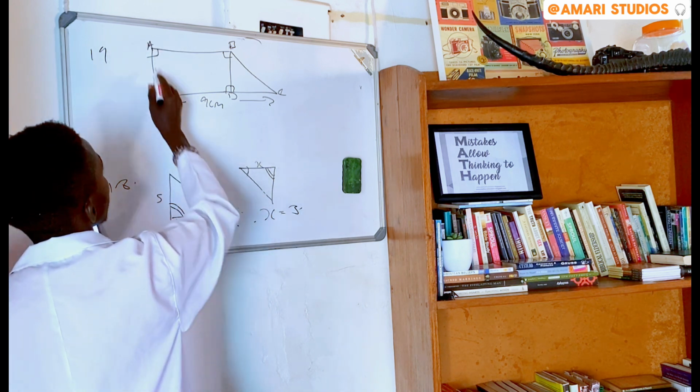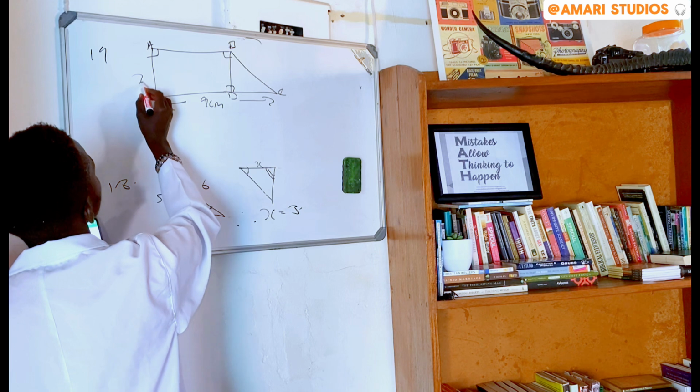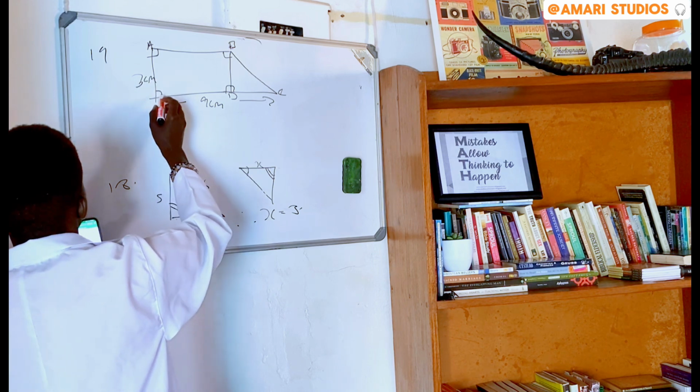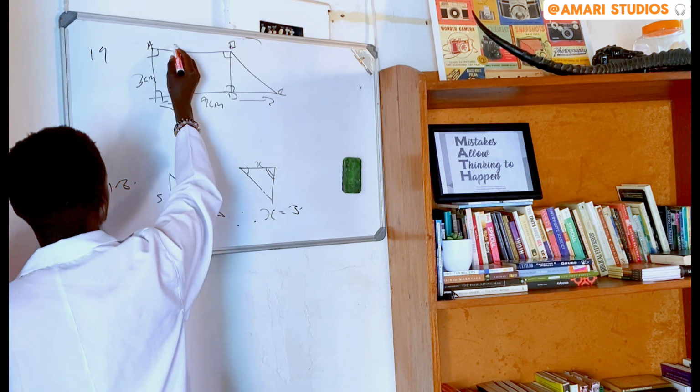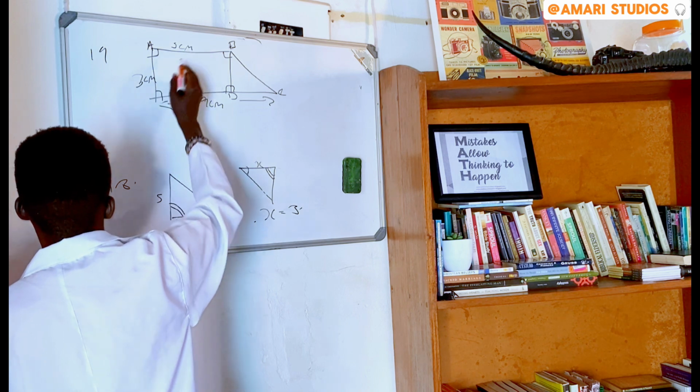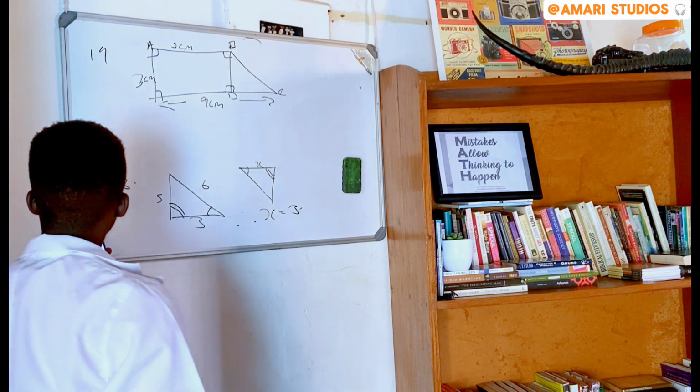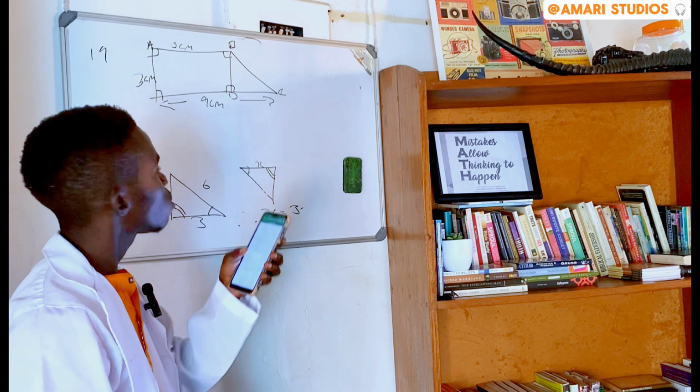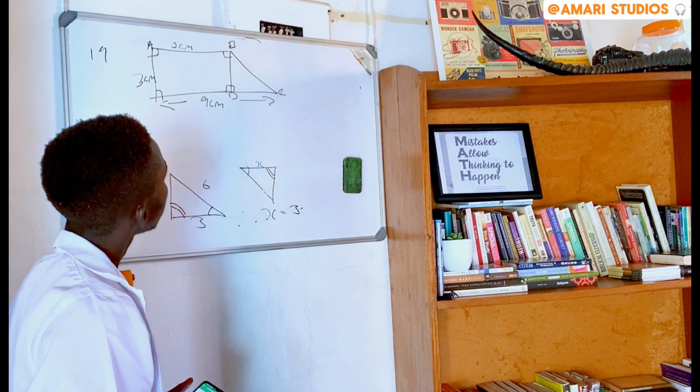The length of DC is actually 3 centimeters. The length of AB is actually 5 centimeters. And now the question is asking, can you find the length of BC? They want us to find the length of BC.